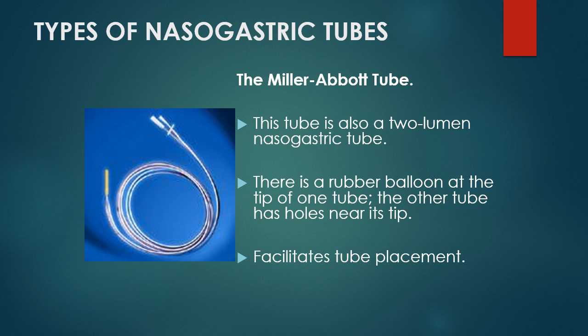And the final tube we're going to talk about is the Miller-Abbott tube. It is also a 2-lumen tube, but at the distal end, there's a rubber balloon. This tube often goes into the intestinal tract, so it actually goes lower than the stomach. So once it is inserted into the stomach, the balloon is inflated, and then peristalsis helps that balloon become placed into the intestine. Okay?